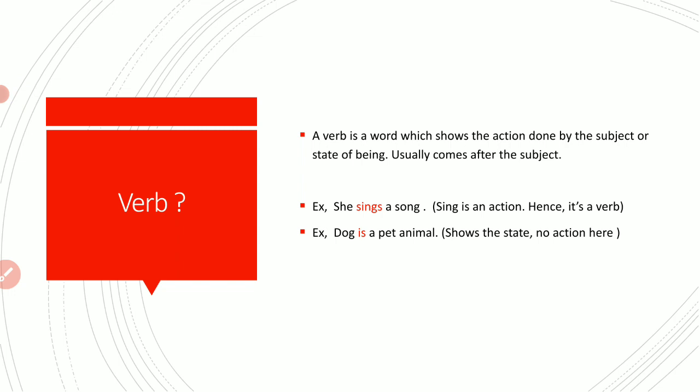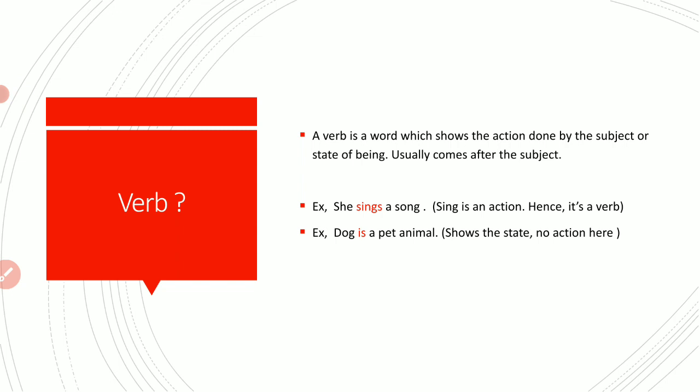Now let us take some example. She sings a song. So here sing is an action, and she is the subject over here. What is the subject doing? What kind of action is she doing over here? Now she is singing. Singing is an action, any physical action you can say. So that is why it is known as a verb or an action verb.